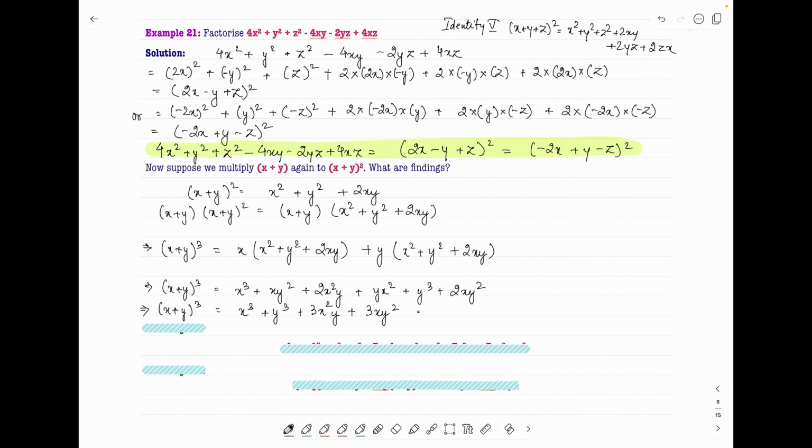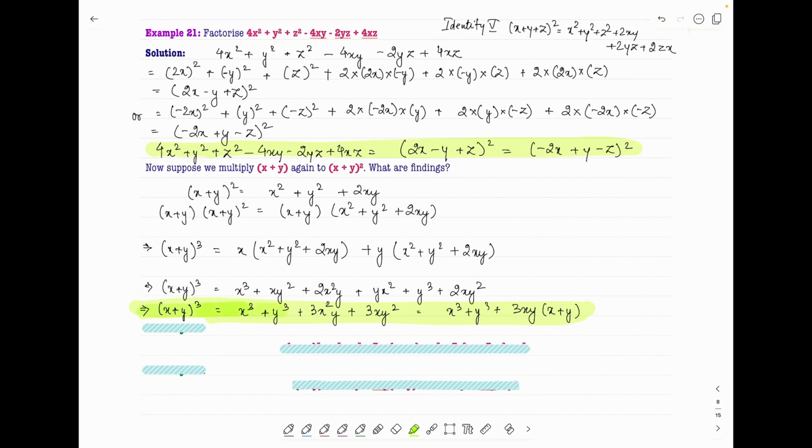Now this can be written as what? x cube plus y cube. If I take 3xy common here, we are left with only x plus y. So this is the sixth identity, that is (x plus y) whole cube. (x plus y) whole cube is what? x cube plus y cube plus 3xy (x plus y). This is our identity.